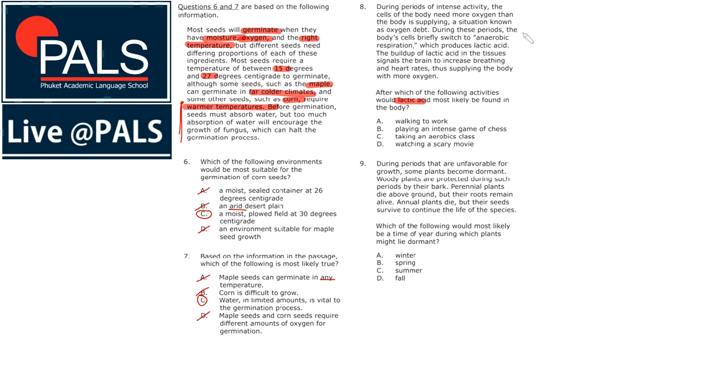So, what are we told about lactic acid? That during these periods, so what periods are we talking about? Periods of intense activity where the body needs more oxygen. The body cells briefly switch to anaerobic respiration, which produces lactic acid. So anaerobic respiration is the source of lactic acid.